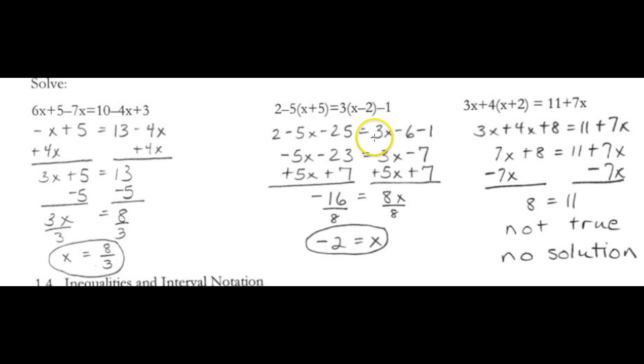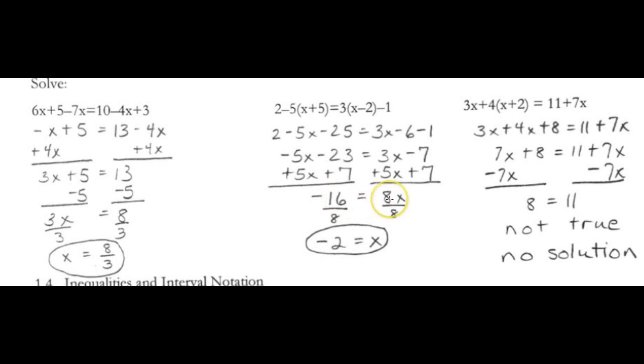On the right-hand side, we have 3x minus 6 minus 1. So now we combine like terms. 2 minus 25 is minus 23 on the left. On the right, minus 6 minus 1 is minus 7. So we need to eliminate the x term. I like to eliminate the smallest one. Add 5x to both sides. Why not go ahead and add 7 to both sides too, so we get the x term isolated over here on the right. That'll give us 8x, and we'll have minus 16 on the left.